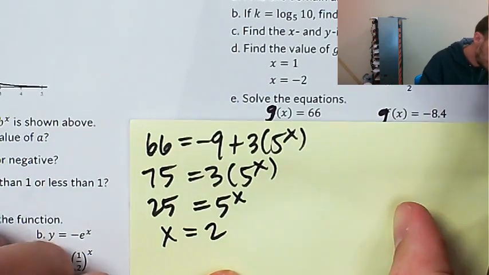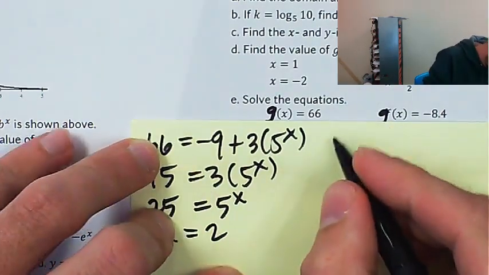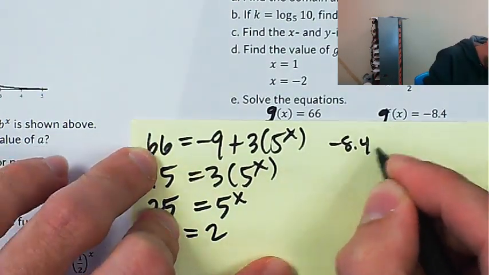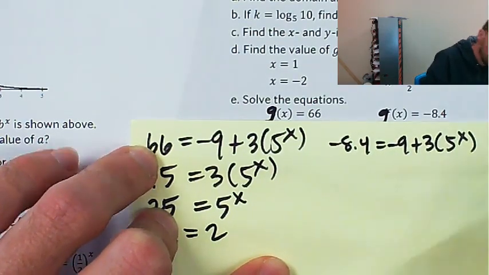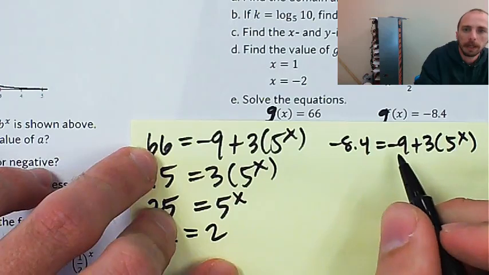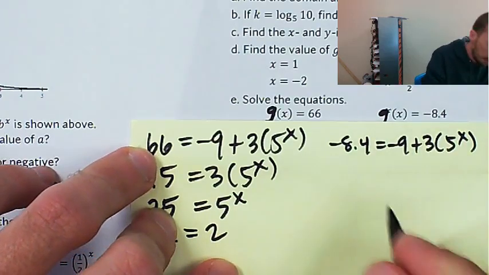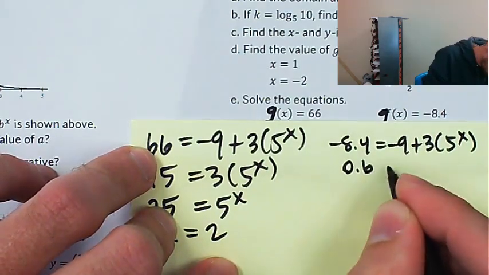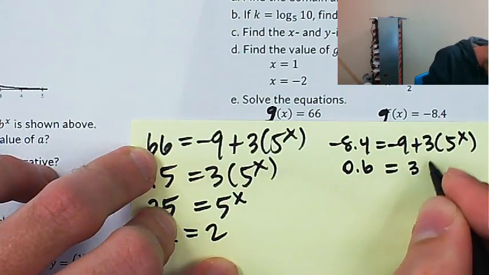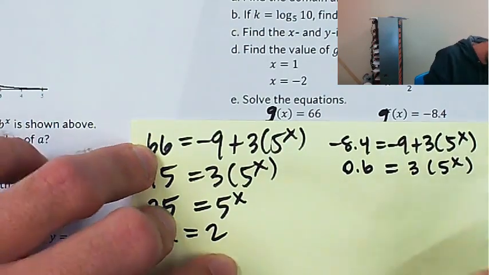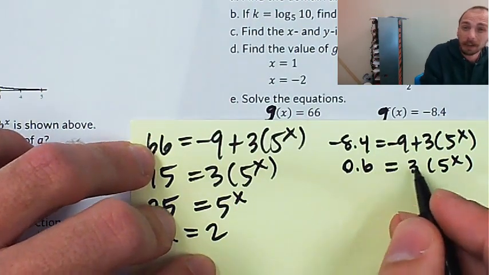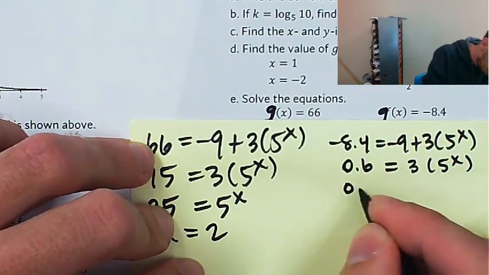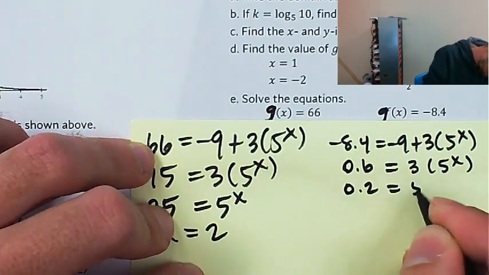Okay, g equals negative 8.4. Okay, negative 8.4 equals negative 9 plus 3 times 5 to the x. And I'm going to add 9 to both sides, and I'm going to get positive 0.6 equals 3 times 5 to the x. I'm going to divide both sides by 3, and if I have, say, 60 cents and I divided it by 3, I'd have 20 cents. That would be 0.2 equals 5 to the x.